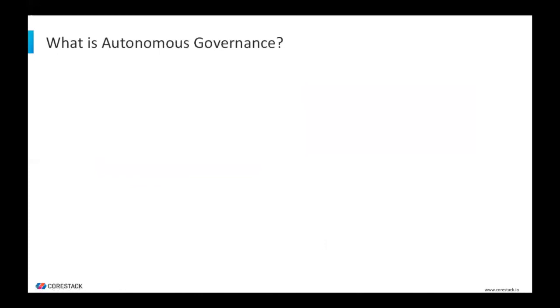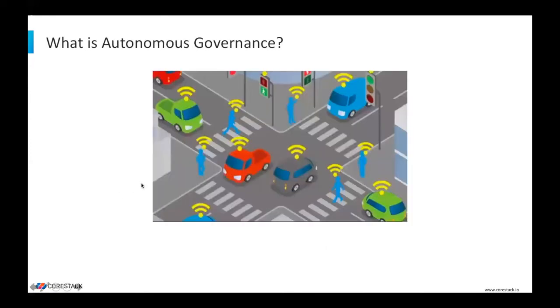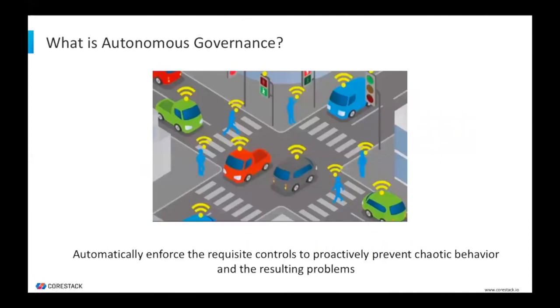That leads us to an important question as to what autonomous governance is. Leveraging technology to automatically enforce the requisite controls to proactively prevent chaos and the resulting problems. That's how we define autonomous governance. The traffic example that we have just mentioned, an intelligent control system which understands the flow of vehicles, captures violations with a smart camera and sends notifications to the concerned parties, all can be considered as an autonomous way of governance. In fact, a lot more can be achieved with technology, especially in the perspective of preventive measures.